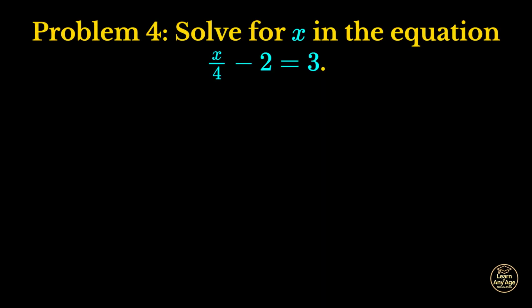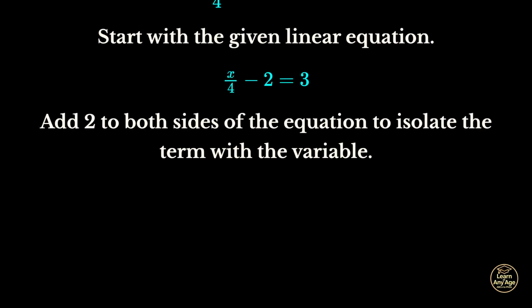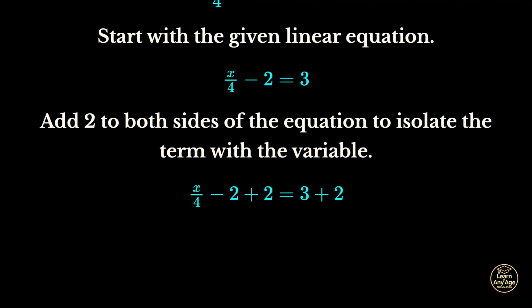Problem 4. Solve for x in the equation x over 4 minus 2 equals 3. Start with the given linear equation. x over 4 minus 2 equals 3. Add 2 to both sides of the equation to isolate the term with the variable. x over 4 minus 2 plus 2 equals 3 plus 2.